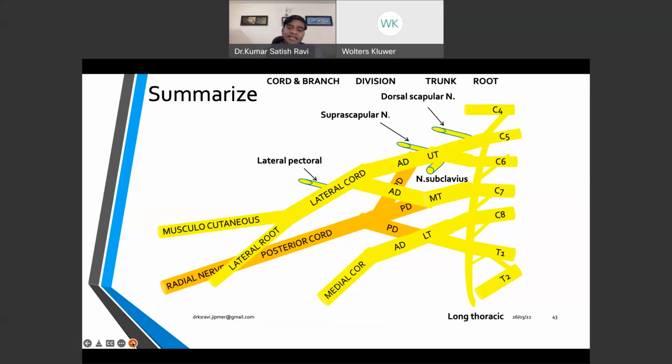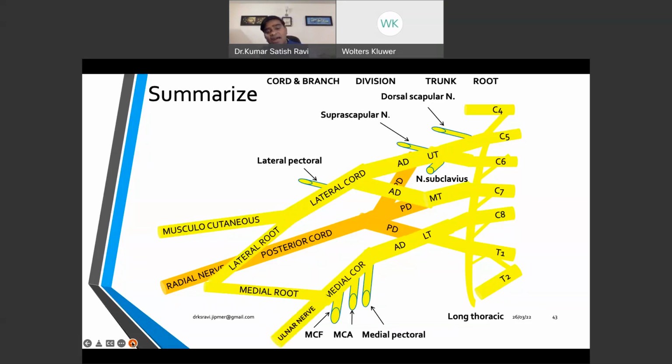Then we will see the branches from the medial cord. We have the medial pectoral nerve. Then we have the medial cutaneous nerve of the arm, medial cutaneous nerve of the forearm. Then we have the medial root to the median nerve. And finally, the fifth branch, that is the ulnar nerve. So these are the 5 branches from the medial cord of the brachial plexus.